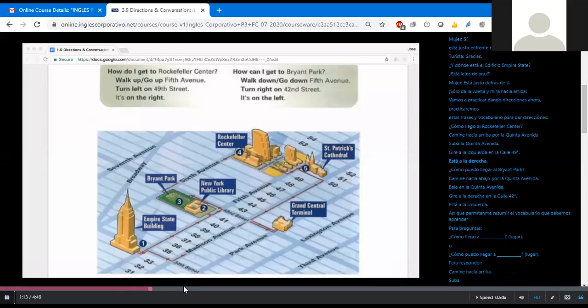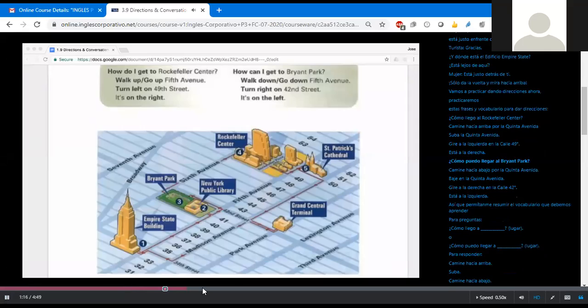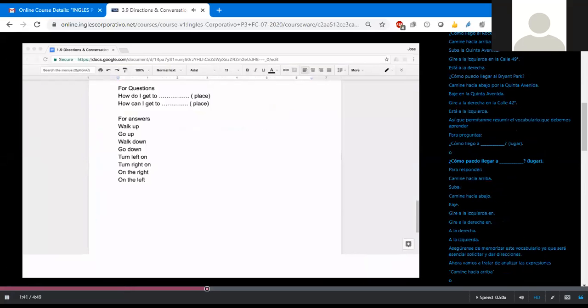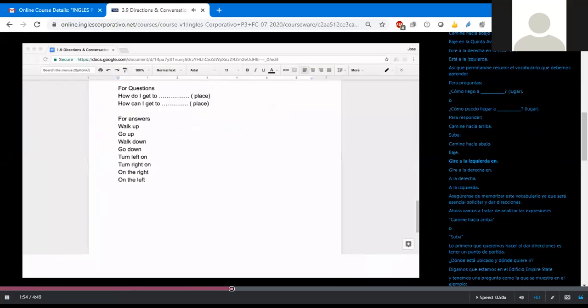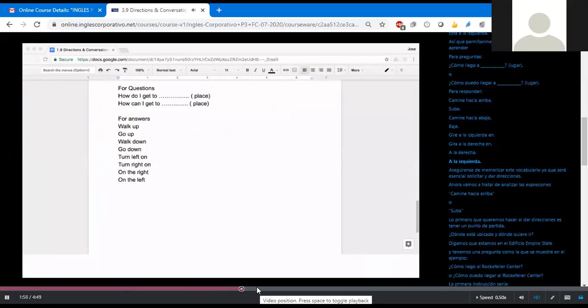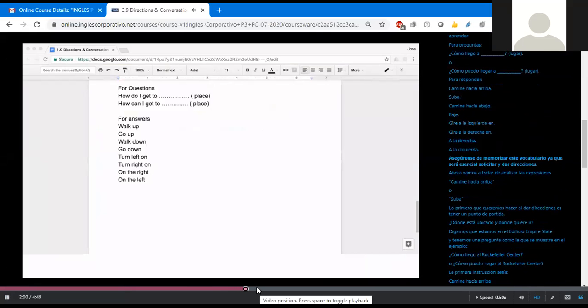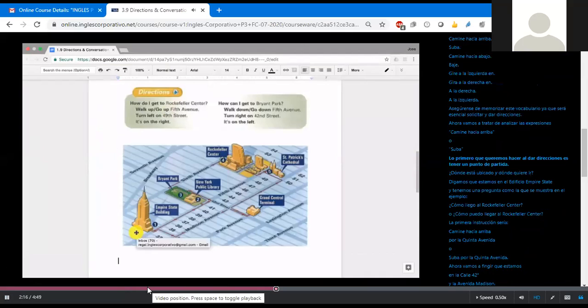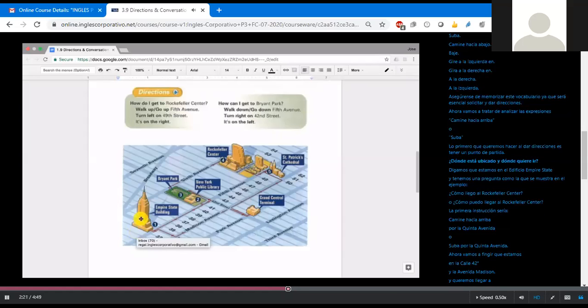How can I get to Bryant Park? Then we mention turn left on, turn right on, on the right, on the left. Make sure you memorize this vocabulary as it will be essential to ask for and give directions. The first thing we want to do when giving directions is to have a departing point. Where are you located and where do you want to go?